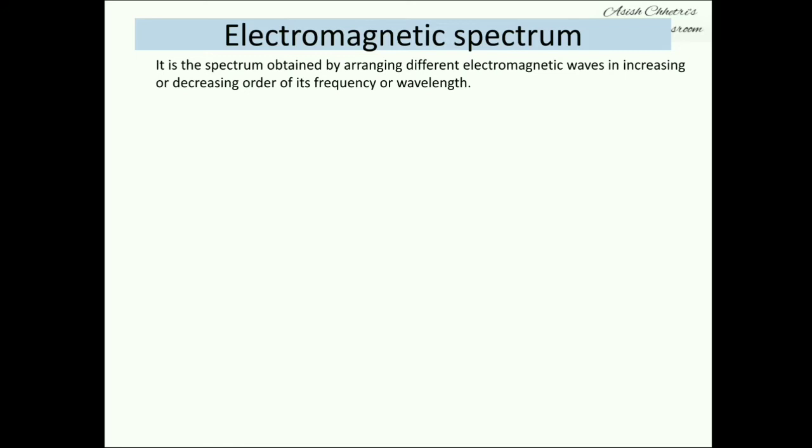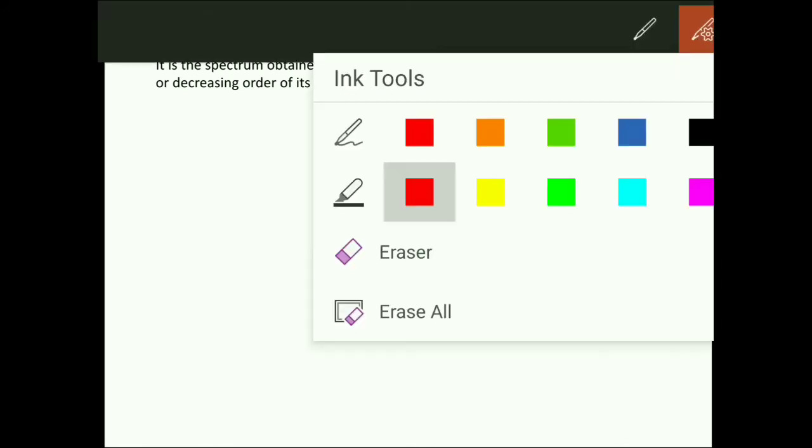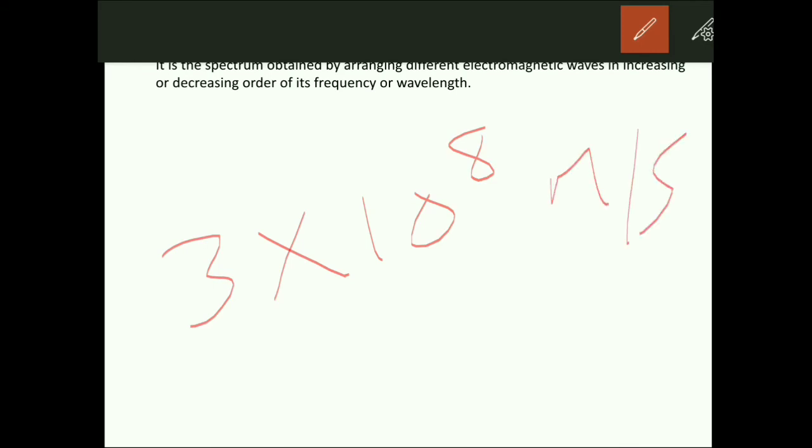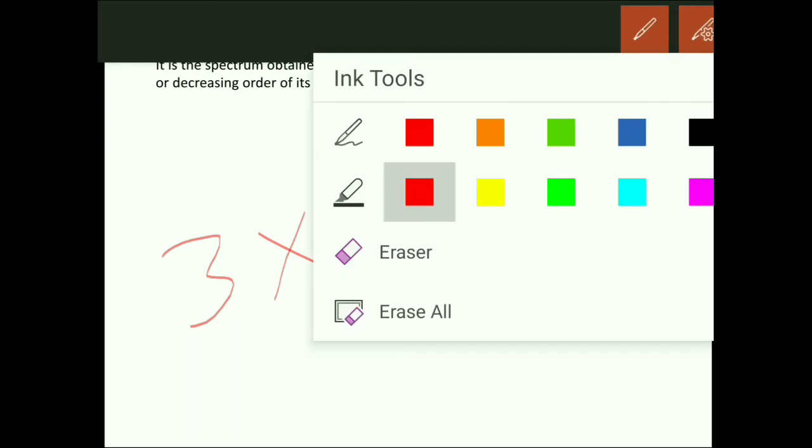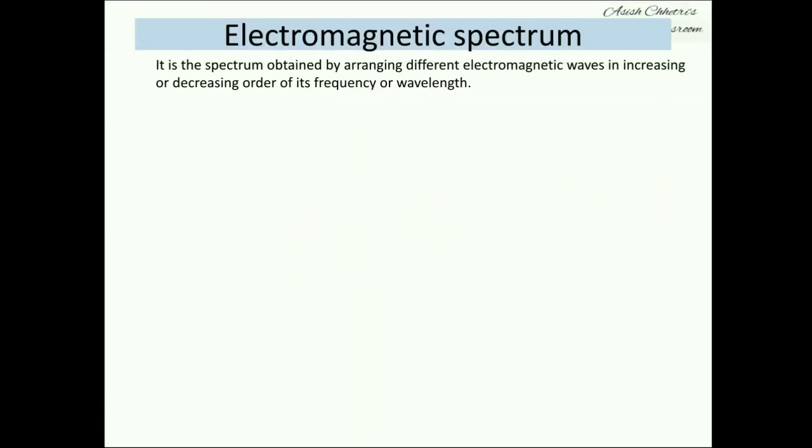Light is an example of an electromagnetic wave. Gamma ray, X-ray, all those are examples of electromagnetic waves. They are called electromagnetic because they have both electric as well as magnetic components. And one common property, one common characteristic of all electromagnetic waves is they have the same speed, 3 into 10 to the power 8 meter per second. All electromagnetic waves travel with this speed in air or in vacuum. But in a medium, as we know, they have different speeds.